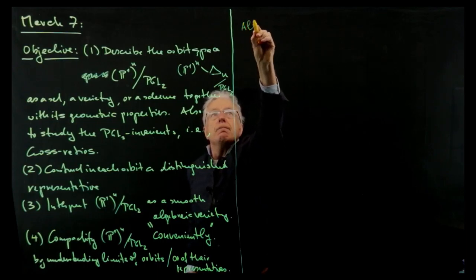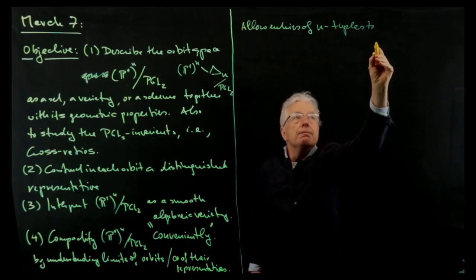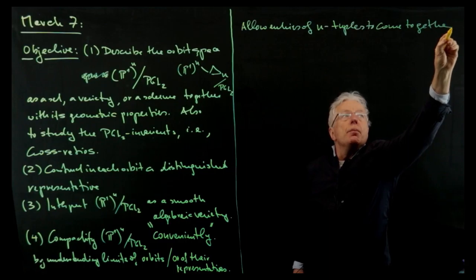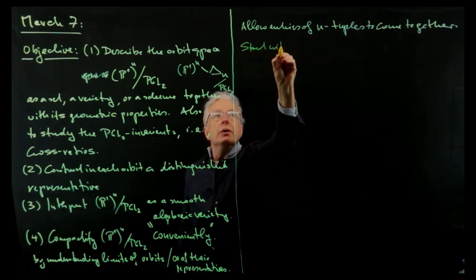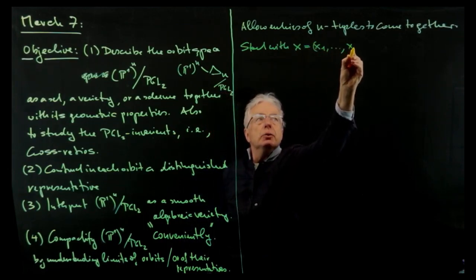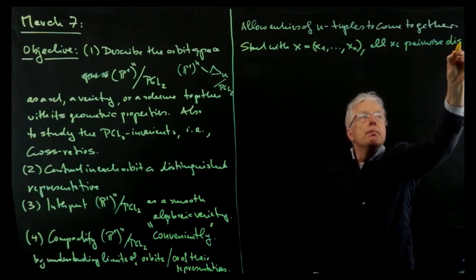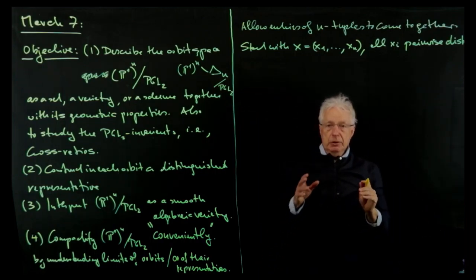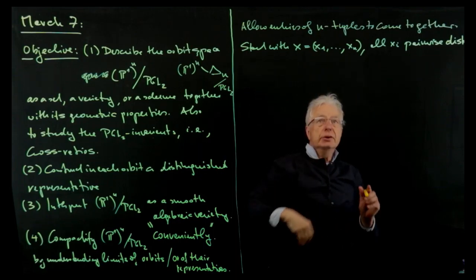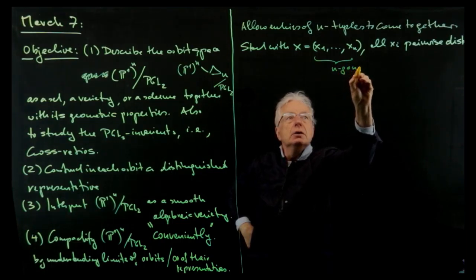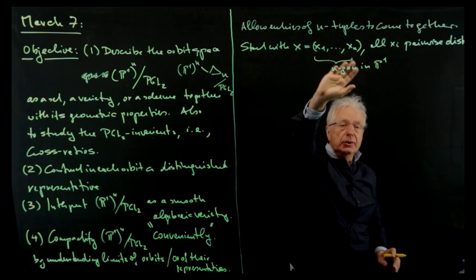So allow entries of n-tuples to come together. And this cannot be arbitrary. So of course, we start with x equals x1 up to xn, all xi pairwise distinct. And when we consider limits, we have to say precisely what we allow. When we have a family of such, this was called an n-gon. N-gon in P1, what we allow. First, to what extent the entries may become equal.